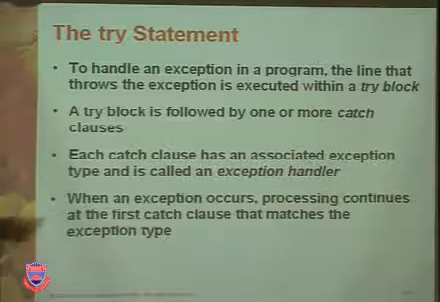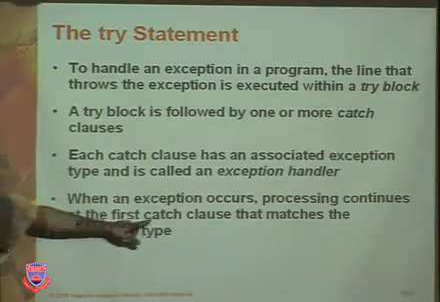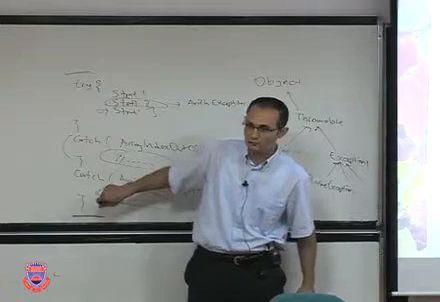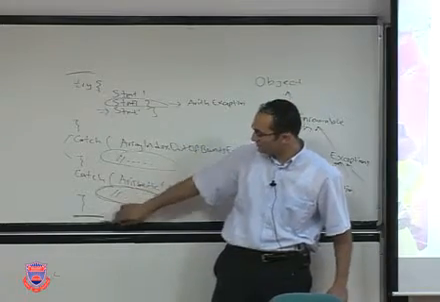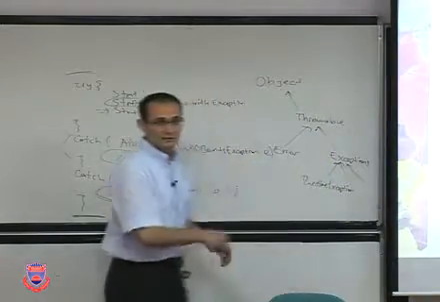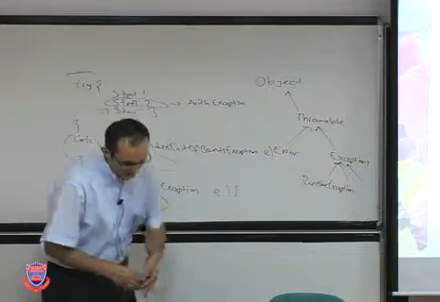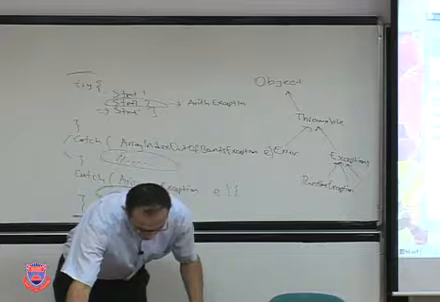So when an exception occurs, processing continues at the first catch clause that matches the exception type. So whichever matches first, it will continue from that point. However, after the catch, you will continue execution with the remaining lines of code in your application. So let's see this ProductCodes.java.